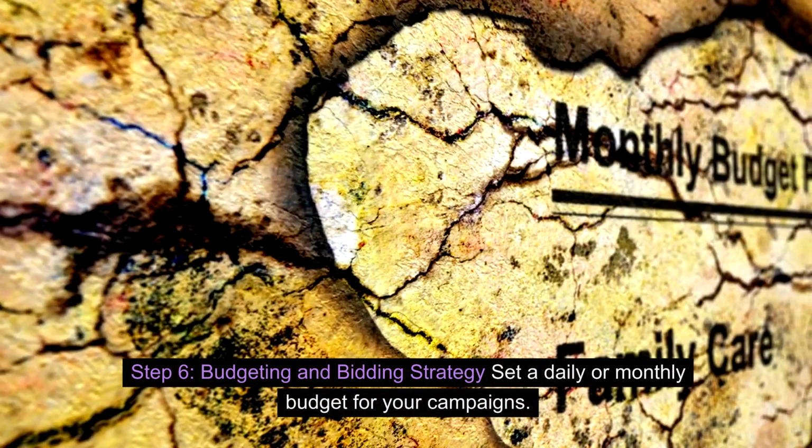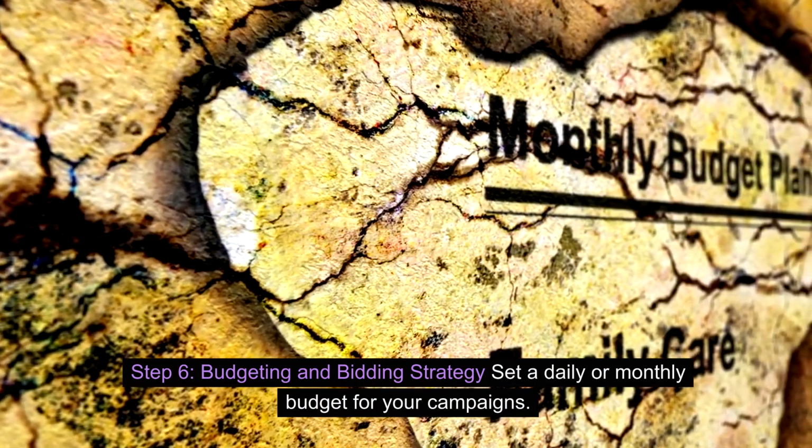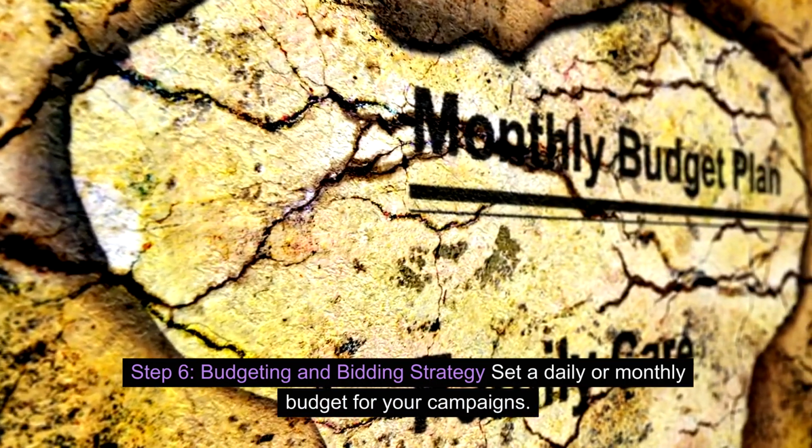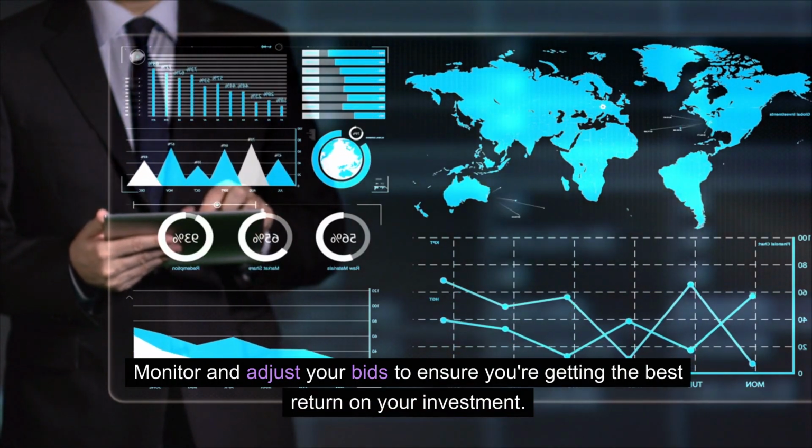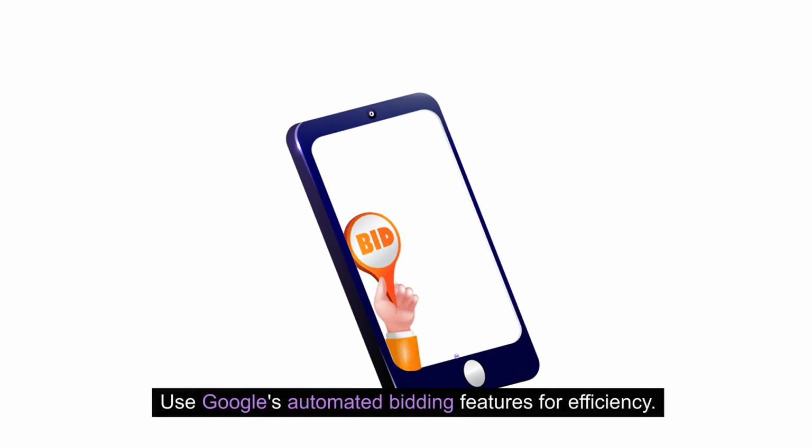Step 6. Budgeting and bidding strategy. Set a daily or monthly budget for your campaigns. Monitor and adjust your bids to ensure you're getting the best return on your investment. Use Google's automated bidding features for efficiency.